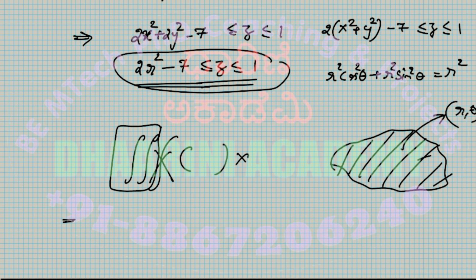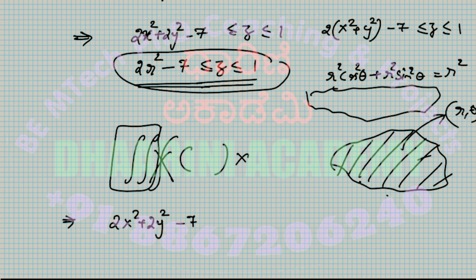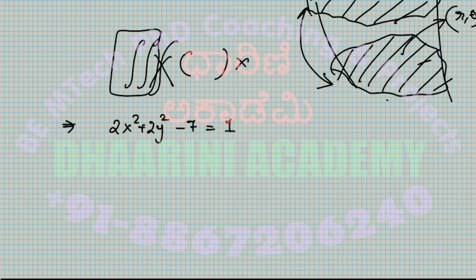So what they have given is z less than 2x square plus 2y square minus 7. Now z is eliminated. Maybe this is the top surface; there is one top surface and one bottom surface. I have eliminated the height, so both should be present together. You equate it to 1 so that you understand what this surface is. Z is gone, you are equating the other term.